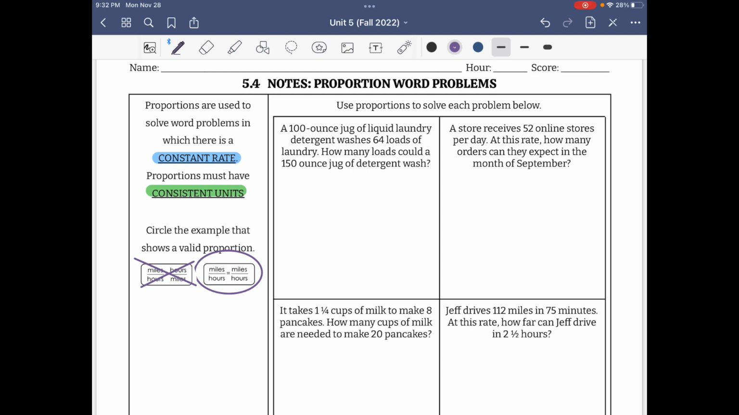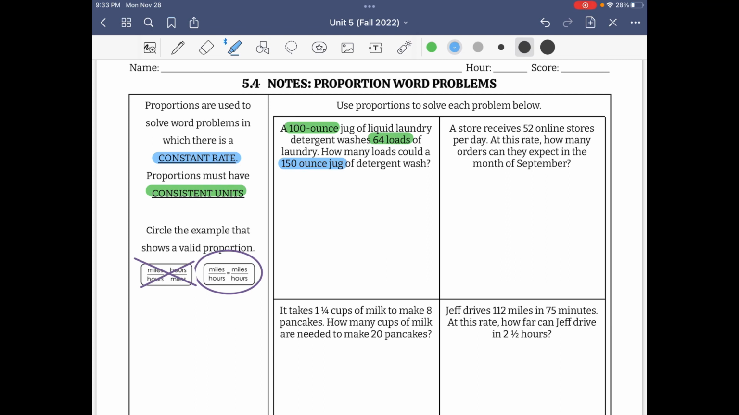That means that when you're setting up a word problem, you just have to make sure that if you put like miles on the top, it stays on the top. So for example, on this first one, we have a 100-ounce jug of laundry detergent that washes 64 loads of laundry. Now we're going to assume that that stays true no matter how big of a jug of laundry detergent you buy, because it's still the same laundry detergent, you're just buying more at once. It doesn't change how well it works. Then we want to know how many loads a 150-ounce jug can wash.